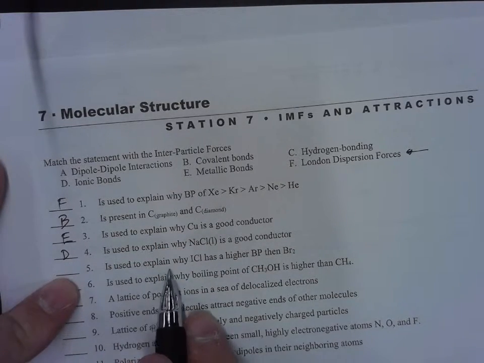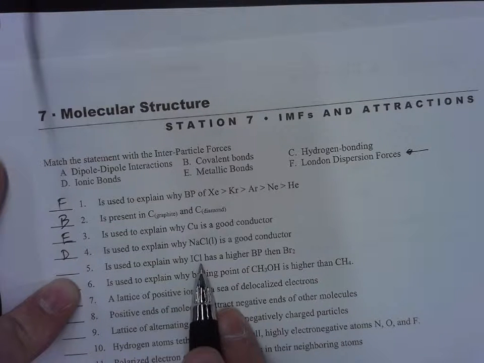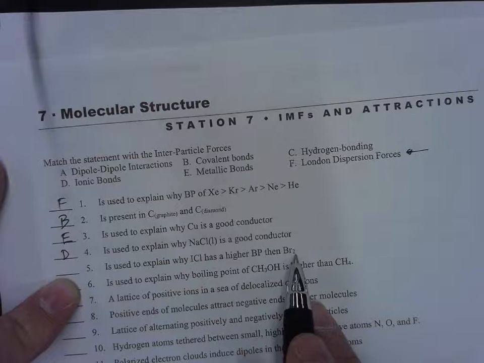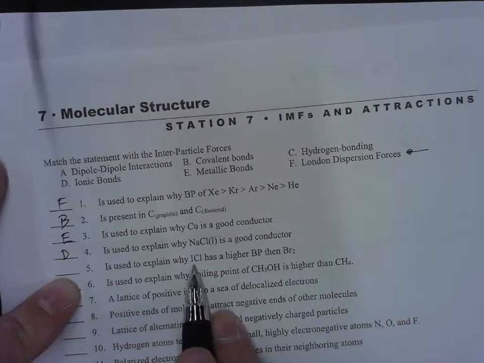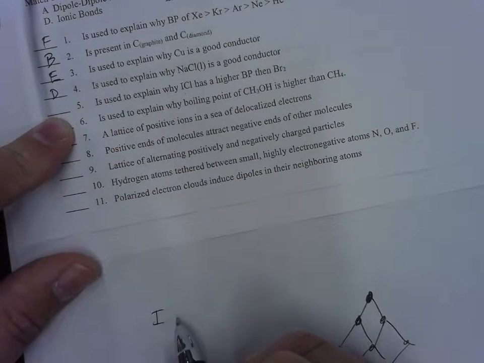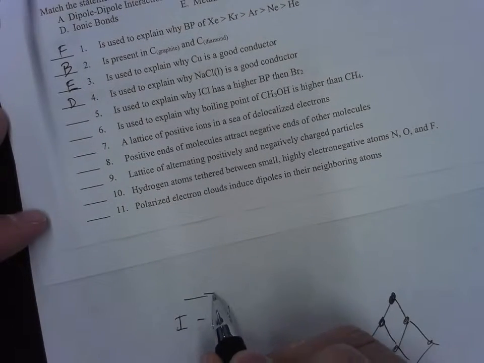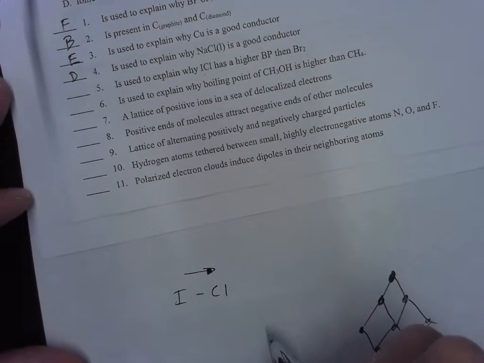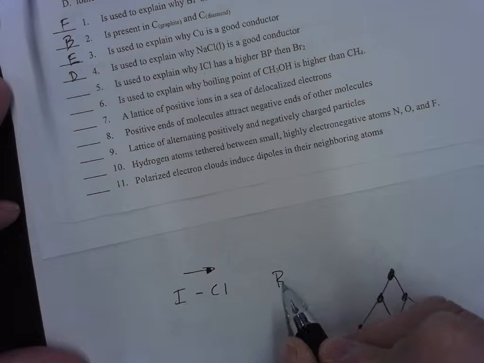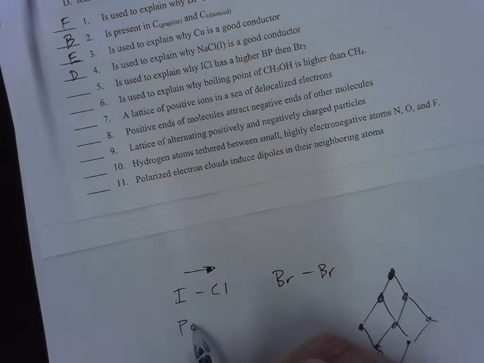Is used to explain why ICl has a higher boiling point than Br2. ICl, Br2. ICl is non-polar. Br2 also non-polar. Actually, wait a second. Is that right? That's not right. ICl looks like this. And we said the four strong are nitrogen, oxygen, fluorine, chlorine. Well, this guy is polar. Okay, ICl, that guy is polar. Br2, bromine bonded to itself, non-polar. So that one's polar, non-polar.